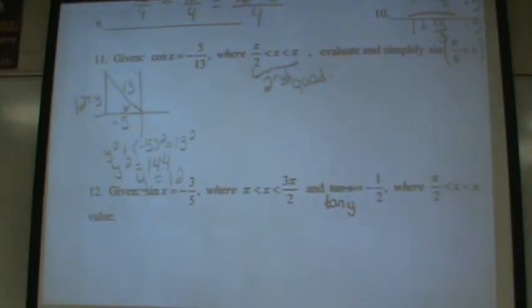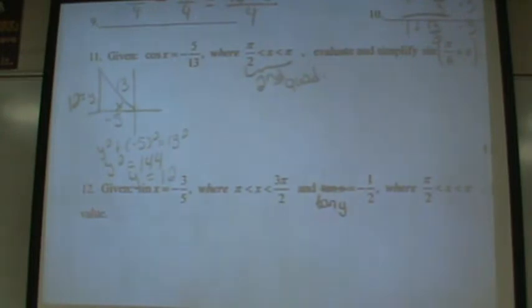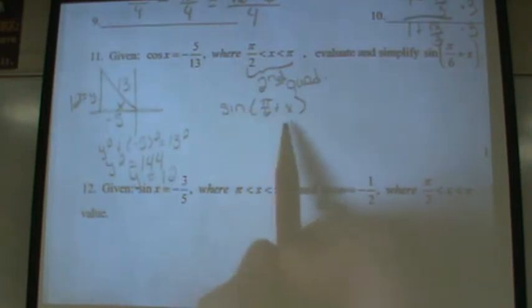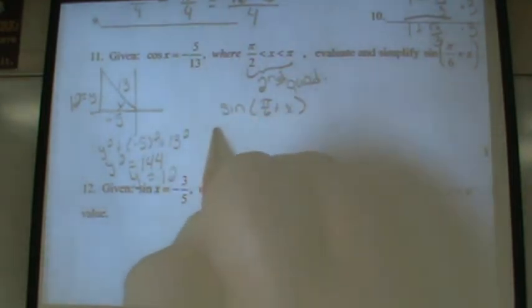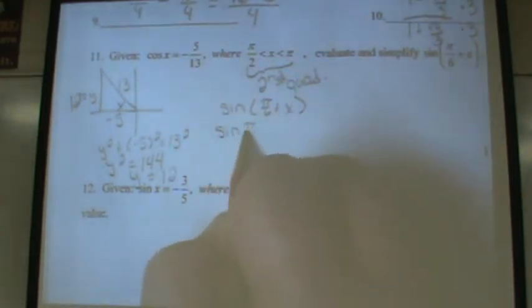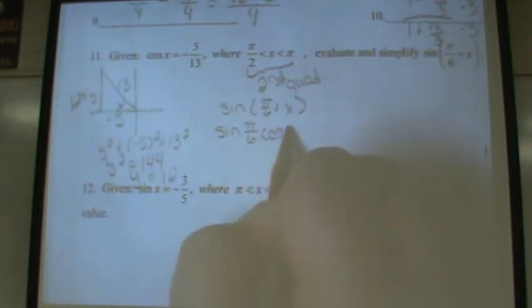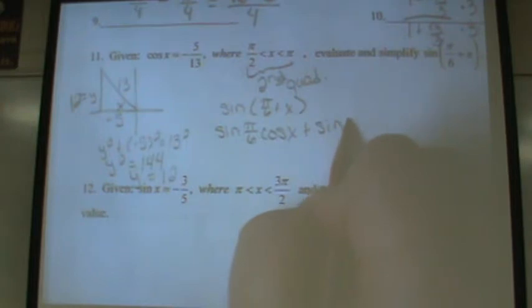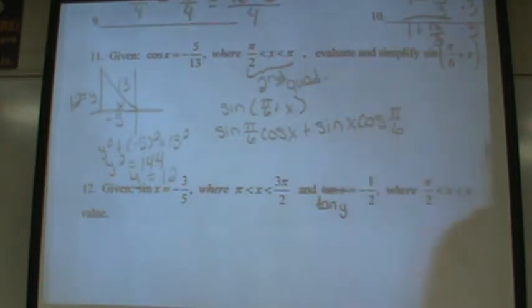So now we're going to use that triangle to evaluate and simplify sine of pi over 6 plus x. We're going to expand that out using the identity. So we have sine of our first angle times cosine of our second, plus sine of our second angle times cosine of our first.